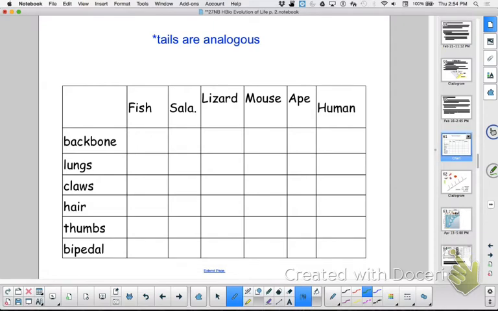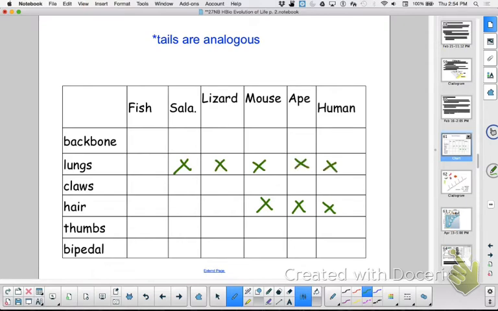So let's look at hair. Do fish have hair? No. Does salamander have hair? No. Does a lizard have hair? Does a mouse have hair? Yes. Does an ape have hair? Yes. Does a human have hair? Yes. Okay, let's look at lungs. Do fish have lungs? Salamander have lungs? Yes. Does a lizard have lungs? Yes. These all do, right?